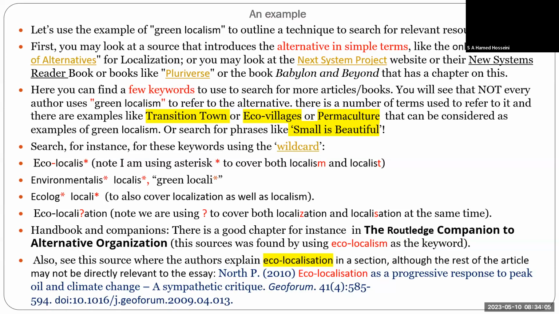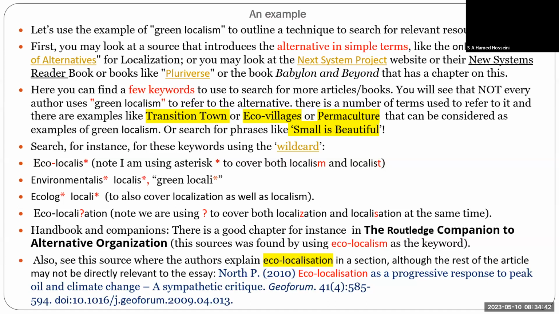Okay, so in this case, for instance, the Routledge Companions are like handbooks as well. The Routledge Companion to Alternative Organization. The title doesn't seem to have much to do with the alternatives to capitalism. You think it must be about organizational studies and things like that. But it has a very interesting chapter on eco-localism. Not green localism, eco-localism, which is the same.